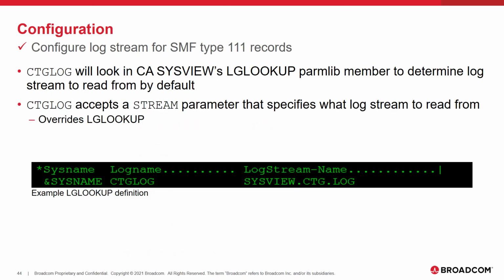Like the other log stream browsing commands within SysView, CTG log will read from CA SysView's LG lookup parmlib member in order to determine which log stream should be read from by default. We can see an example LG lookup definition at the bottom of the screen. CTG log also accepts a stream parameter that can be passed to the command that can override what log stream should be read from.